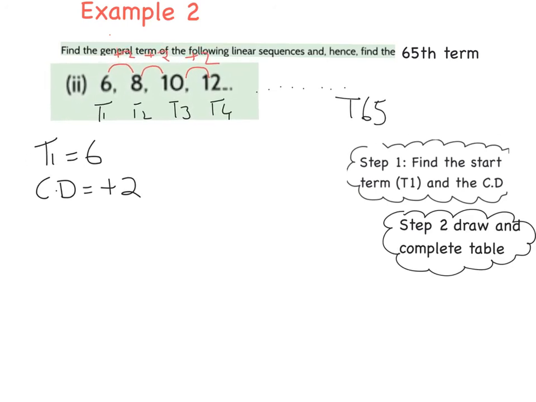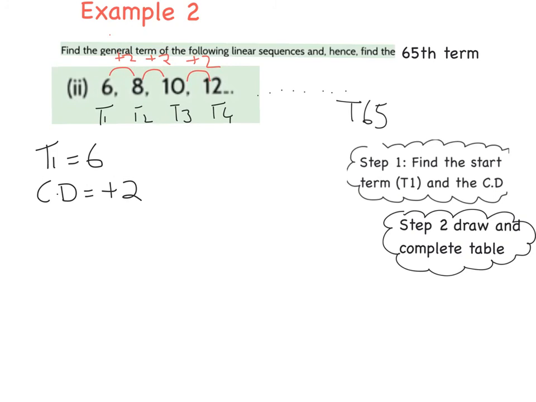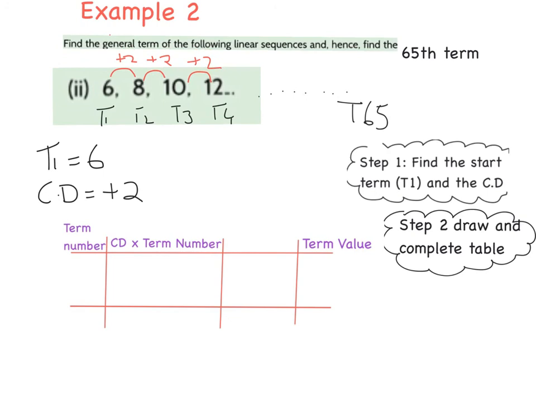As spoken about earlier, I need to know these titles of the table completely off by heart. Okay, so I've just placed the table down here, and it is term number, CD multiplied by term number, and term value. So term number, we're going to do the first 3, and hopefully that will help me figure out what I'm looking for, which is term n. So we've got term 1, term 2, and term 3.